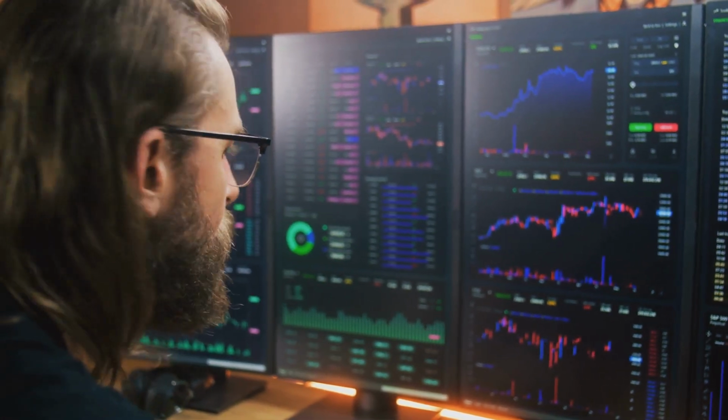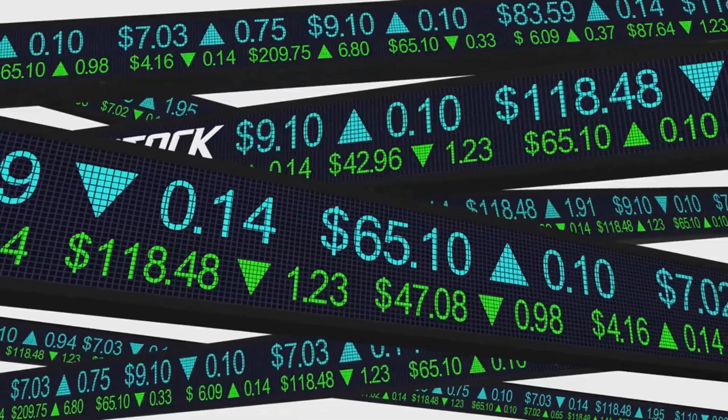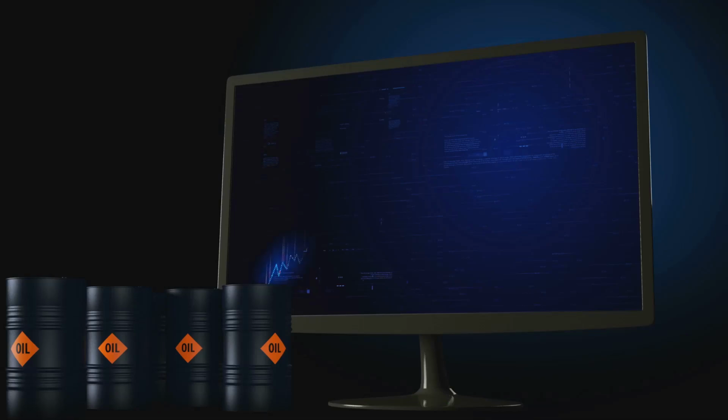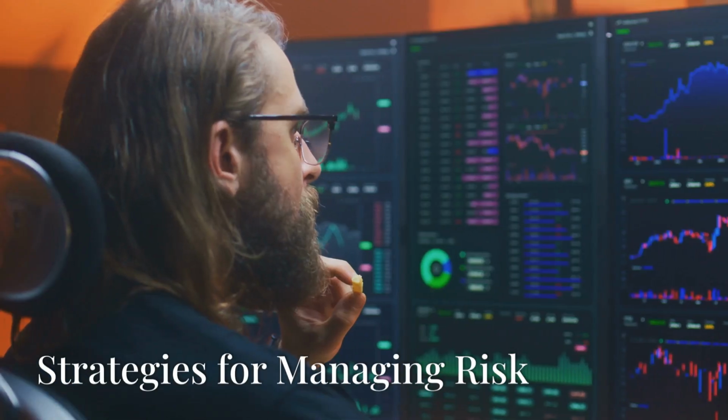Options trading involves several types of risks. Market risk is inherent in all trading. Time decay erodes options value. Volatility risk affects premiums. Leverage magnifies both profits and losses.